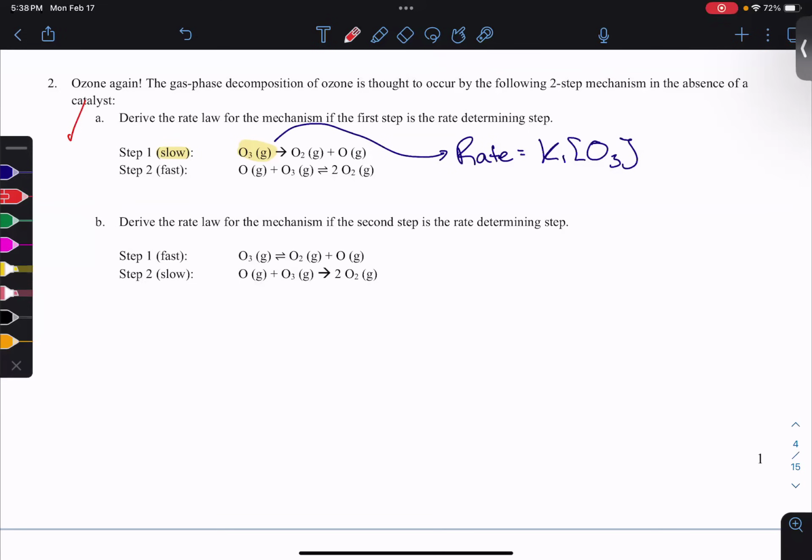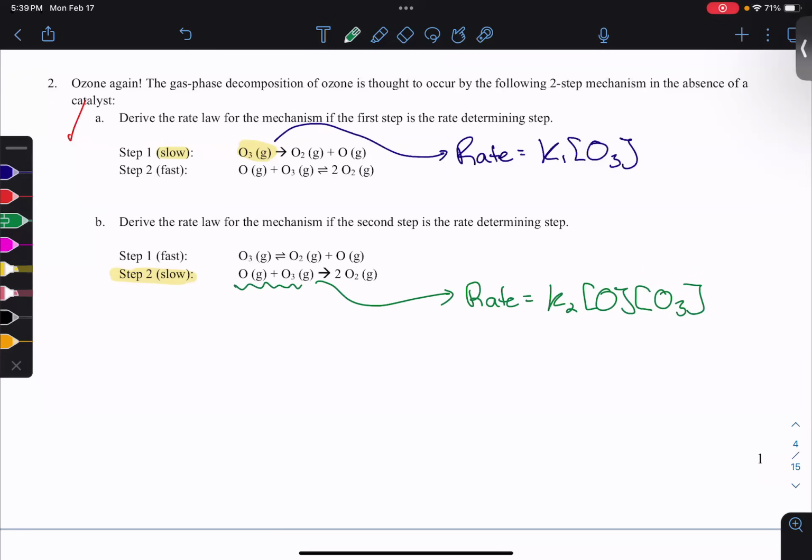The follow-up here is, okay, what if the first step isn't the slow step? What if it's the second step instead? This one's just a little bit trickier, but not so bad. We still use the same idea that the slow step is the rate determining step. That is what dictates our rate law. So we take the reactants of our second step and simply write rate equals the rate constant for that second step, so I'll just put k2, O concentration, O3 concentration. All right, can I put my hands up and say I'm done?